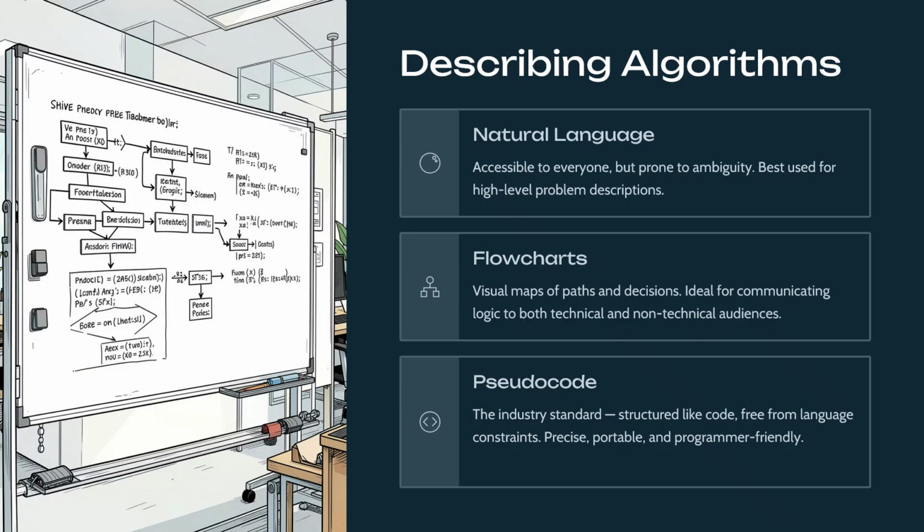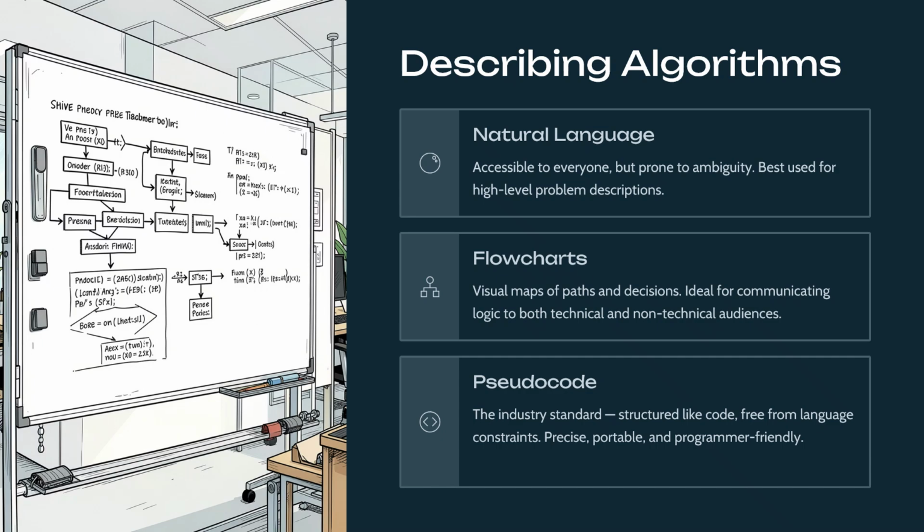The second method is flowcharts. Flowcharts represent algorithms visually using standardized symbols such as rectangles for processes, diamonds for decisions, and arrows indicating the direction of execution. Flowcharts are particularly useful when explaining algorithms to beginners or non-programmers.